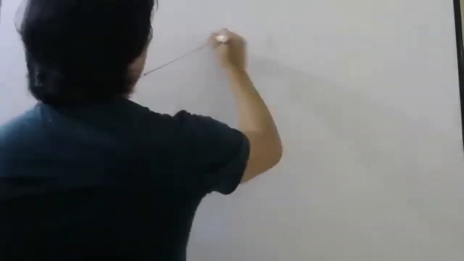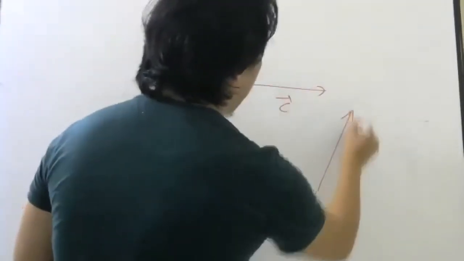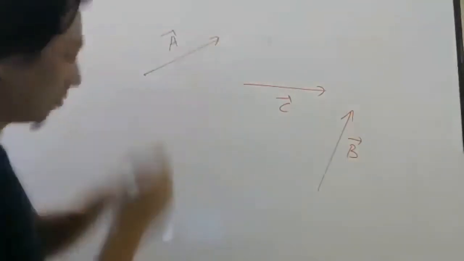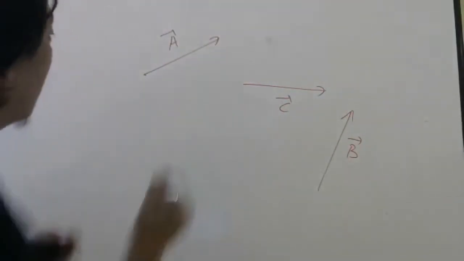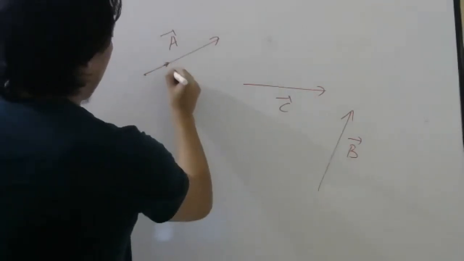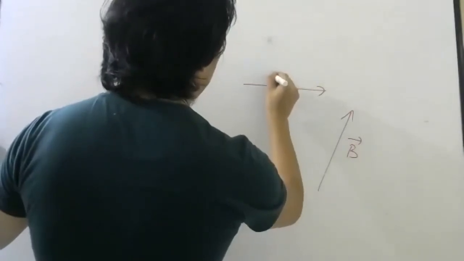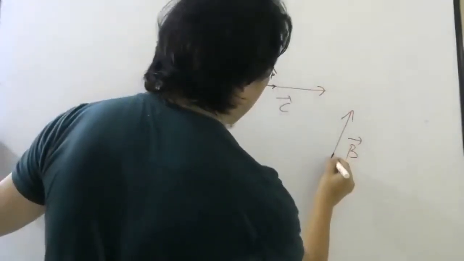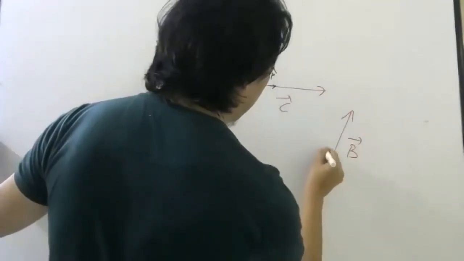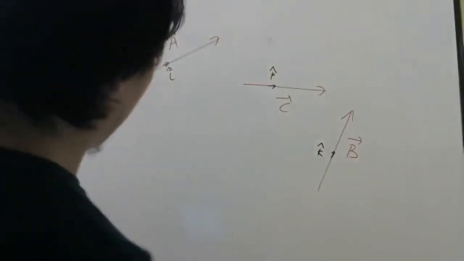So let me ask you a question. Imagine this is a vector A bar, this is a vector C bar, this is a vector B bar. Anything you can think, any direction. Here, the unit vector is, let's say, I cap. The unit vector here is suppose P cap, and the unit vector here is suppose D cap, or let's say K cap. You can write whatever letter you want, only the direction should be correct.